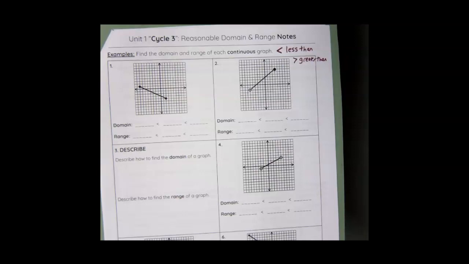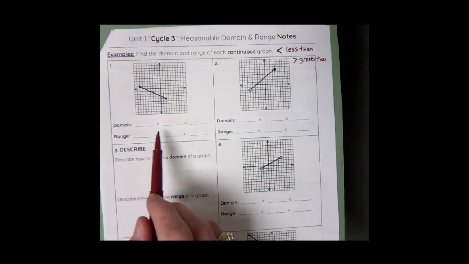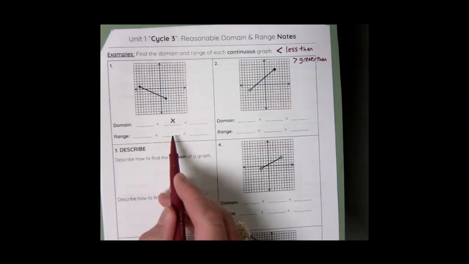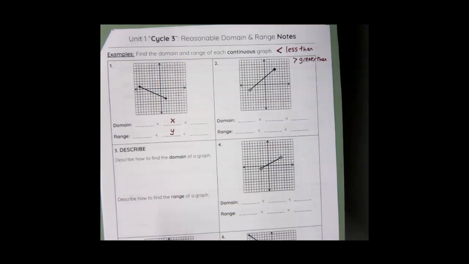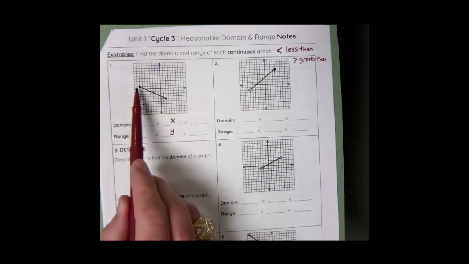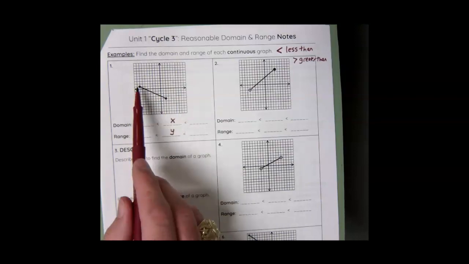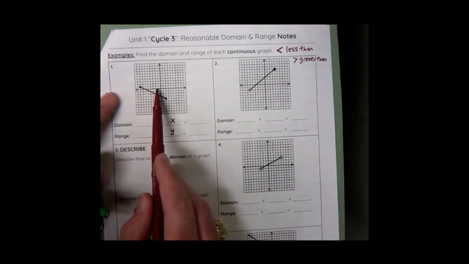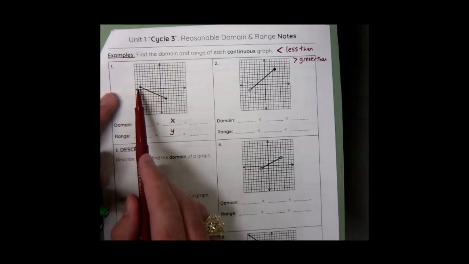All right, the first step when finding the domain and range of a continuous graph is you write x in this middle blank and y in this middle blank. Every single time, you're going to have x in this blank, y in this blank. The second step is to find the coordinates of these 2 points, the endpoints. So the coordinates of this point, you would go over 1, 2, 3, 4, 5, 6, 7, 8.